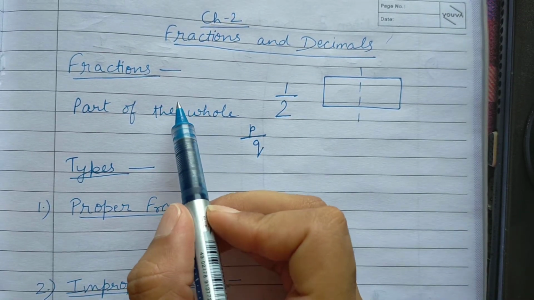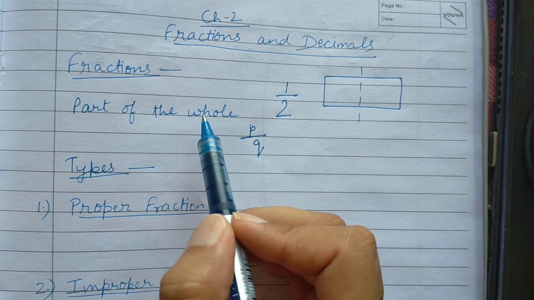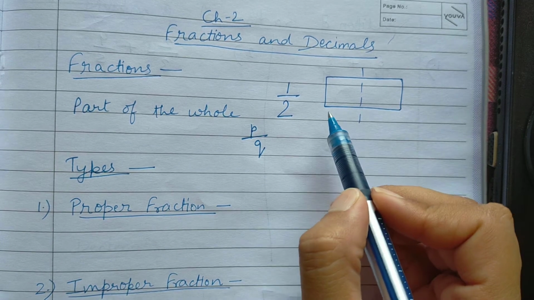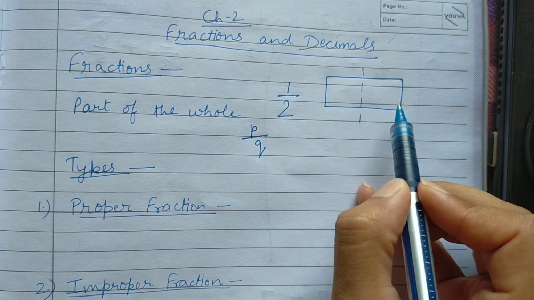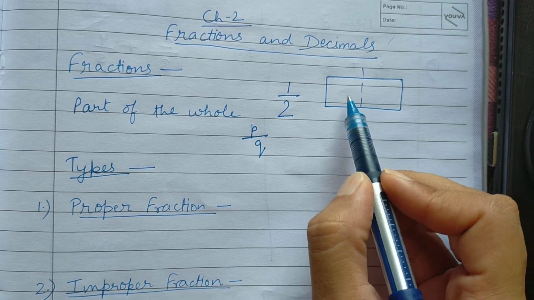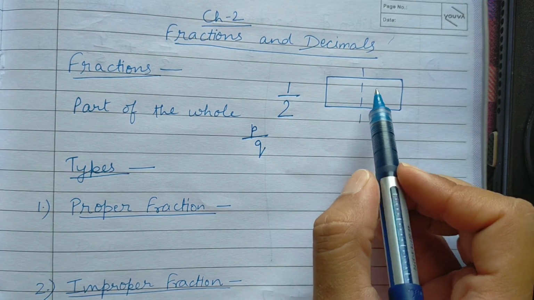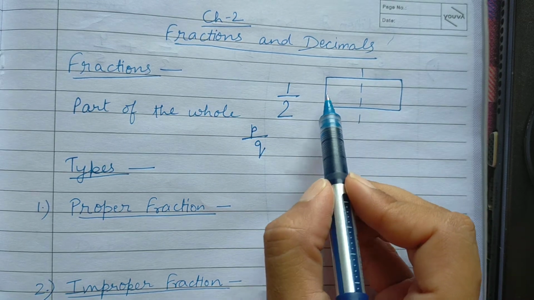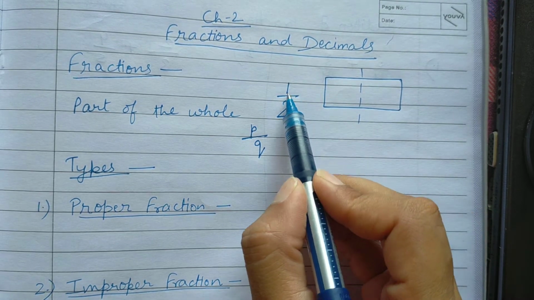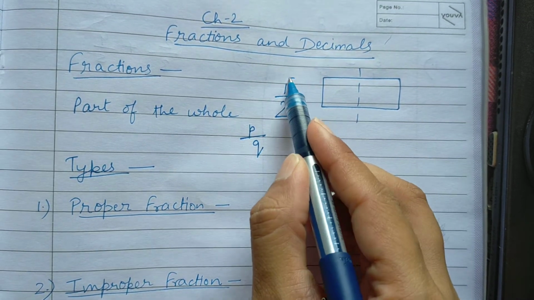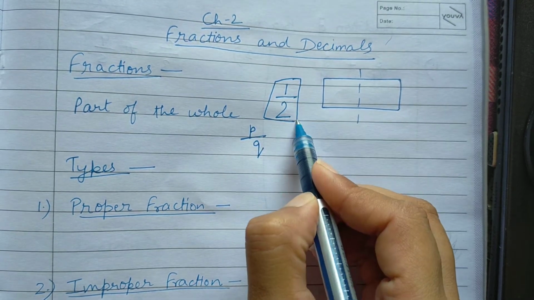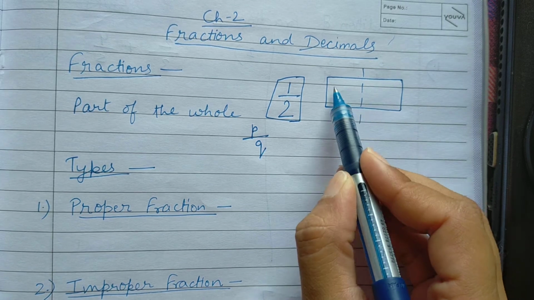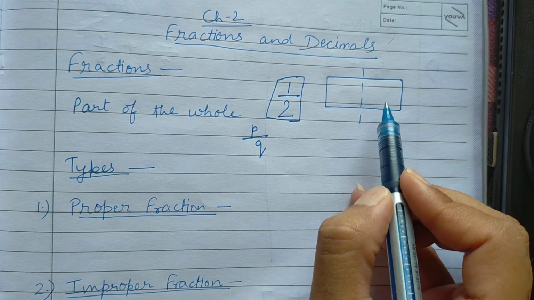What are fractions? You have already studied that in grade 6. A fraction is a part of the whole. For example, I take this rectangle and divide it into two equal parts. So this part is half and this part is also half. We can represent the half by 1 upon 2, and this is a fraction. It means 1 by 2 part of this full rectangle.